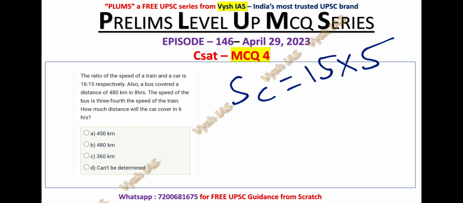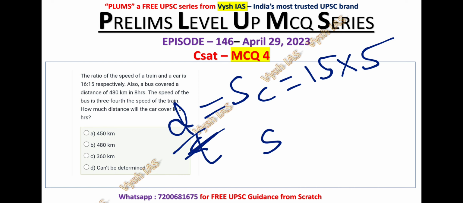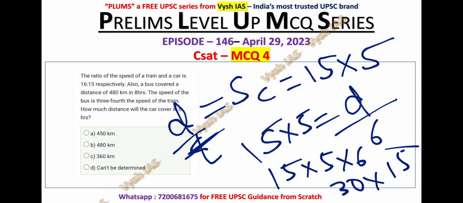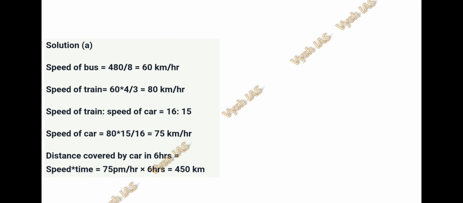How much distance will the car cover in 6 hours? Speed is equal to distance by time. Speed, 15 into 5, is equal to distance by the time, which is given as 6 hours. So 15 into 5 into 6. 5 6s are 30 into 15. 15 3s are 45. 45 into 10 is 450 kilometers. So 450 kilometers is the right answer for question number 4.